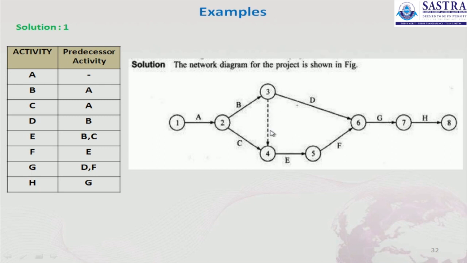From 3 to 4, we have to draw a dummy activity. The dummy activity is shown as a dotted activity here, for B and C, through the E activity. If you complete this, the node will be identified as 5. After that, the next activity F has been taken here. For F, the predecessor activity is E. Therefore, with predecessor activity E, we can draw the network activity F.